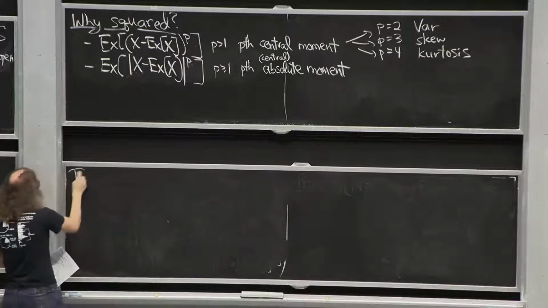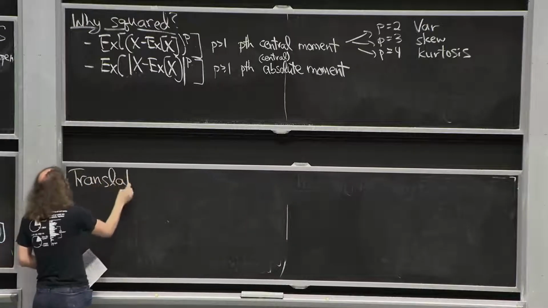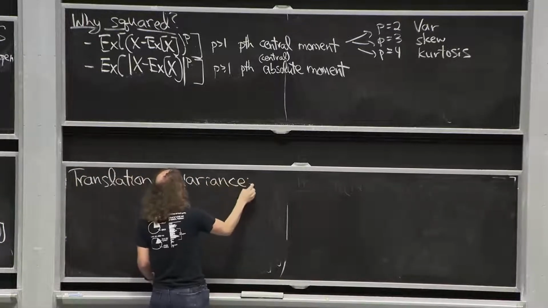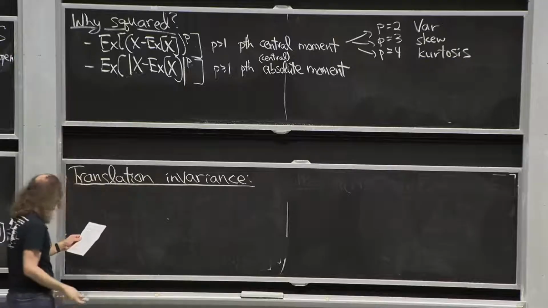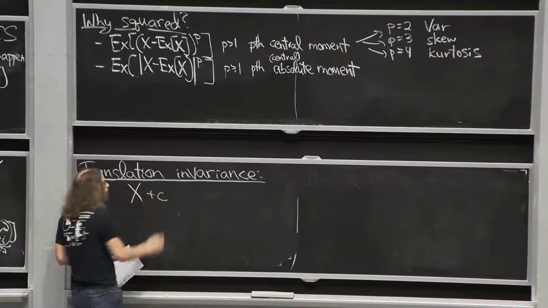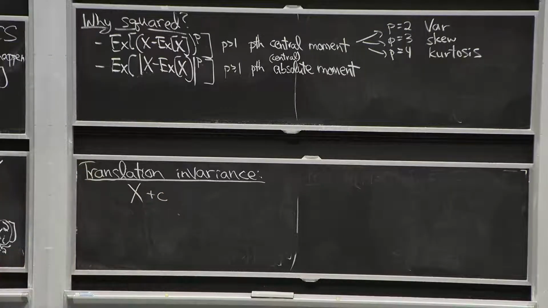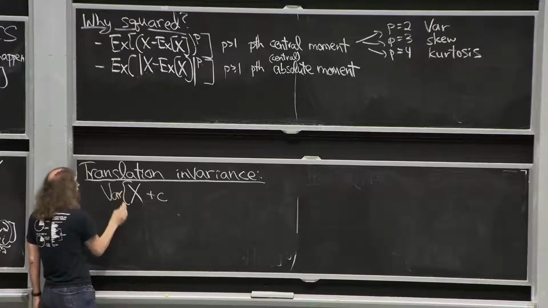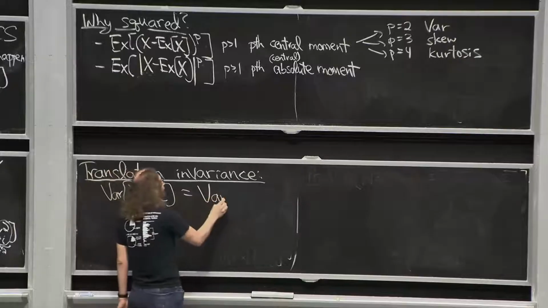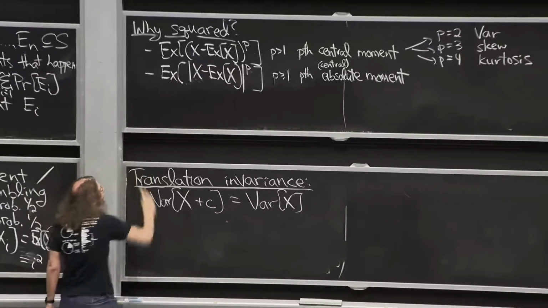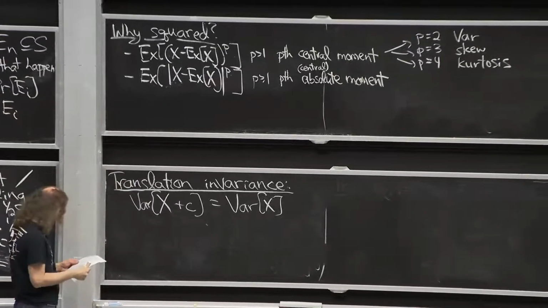OK, so our first one is translation invariance. What I'd like to do is take some random variable x and add a constant to it. Now, when I add a constant to x, I change the expectation. It also shifts over by linearity. With variance, it actually doesn't change. The variance of x plus c equals the variance of x. That's a nice property. Probably true of all of these definitions, all of the moments. But we'll just do it for variance.